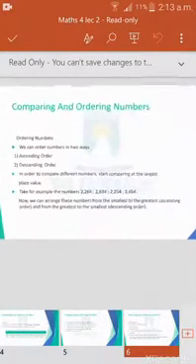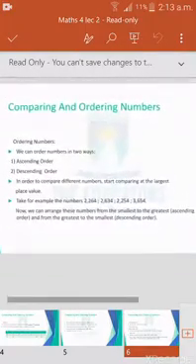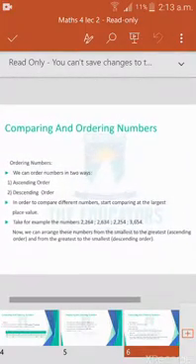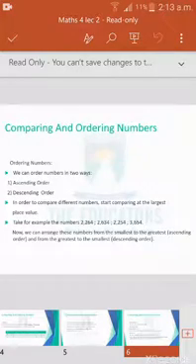Then we have ordering numbers. We can put numbers in different orders. We have basically two orders to put our numbers in a sequence. The first one is ascending order and the second one is descending order. First we'll talk about ascending order.